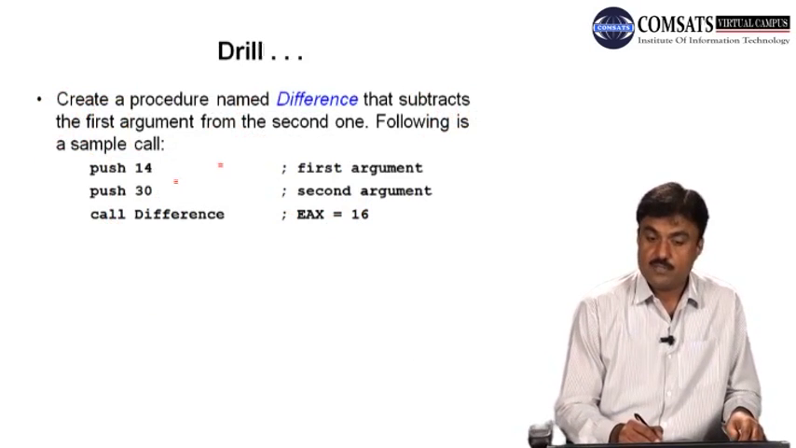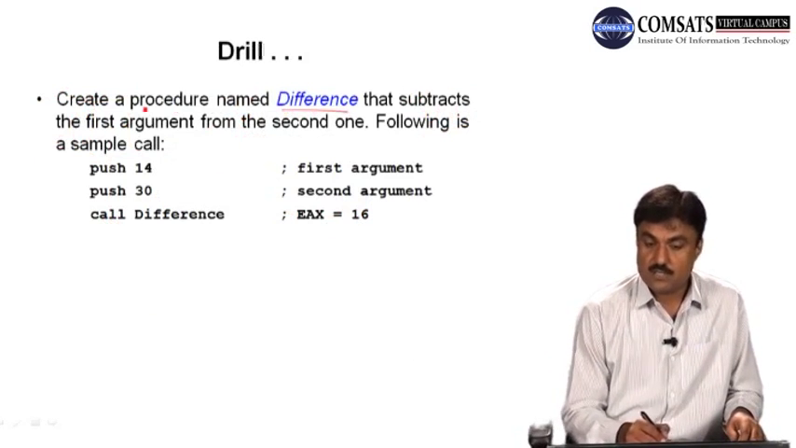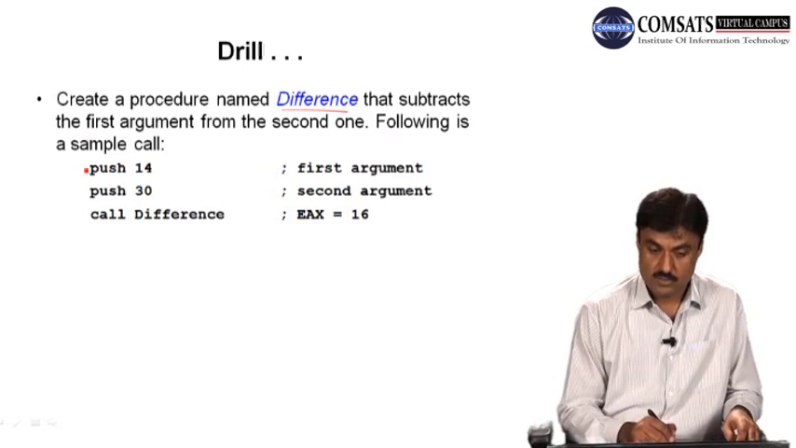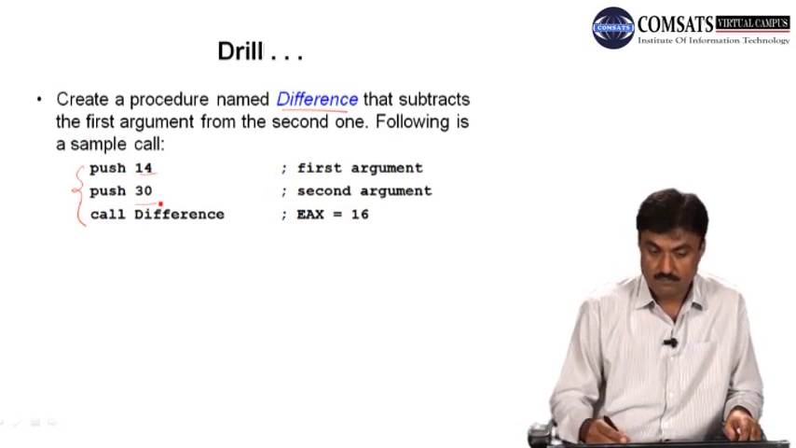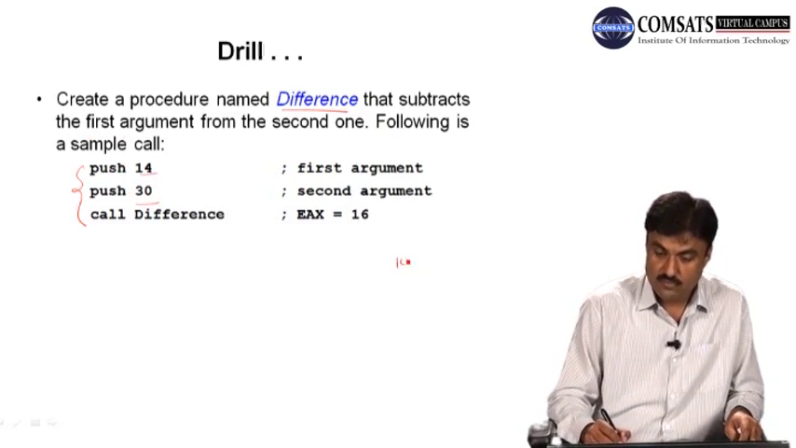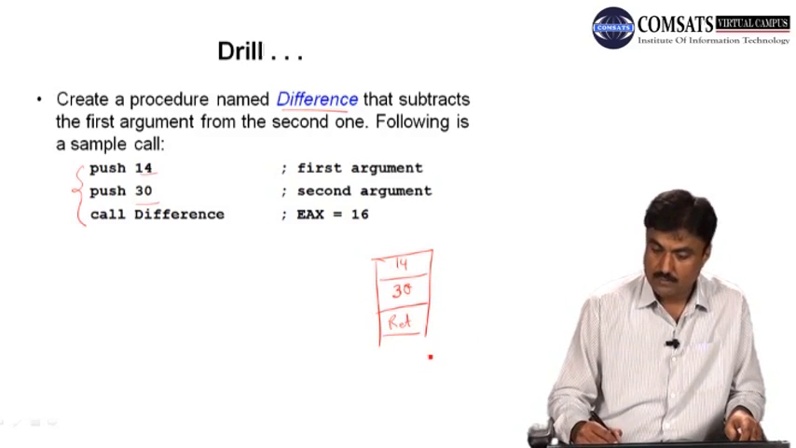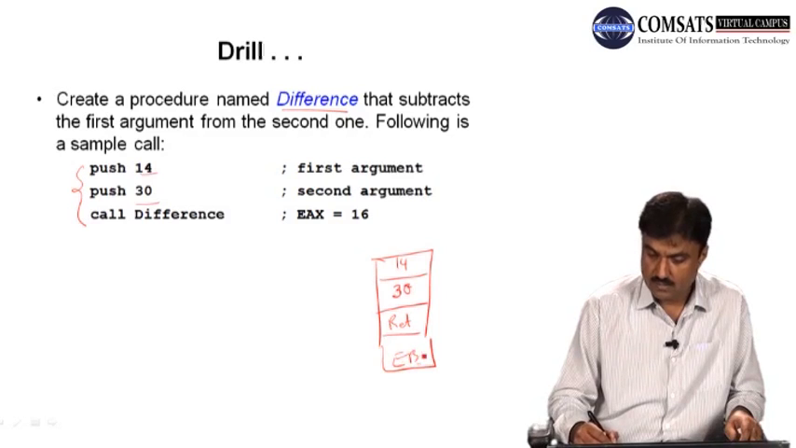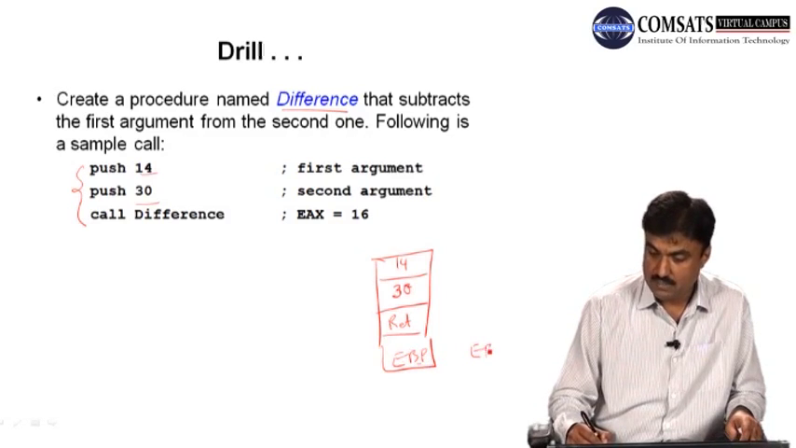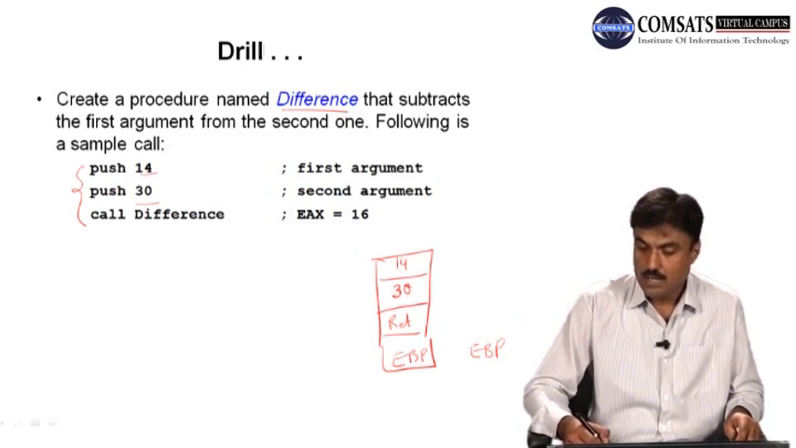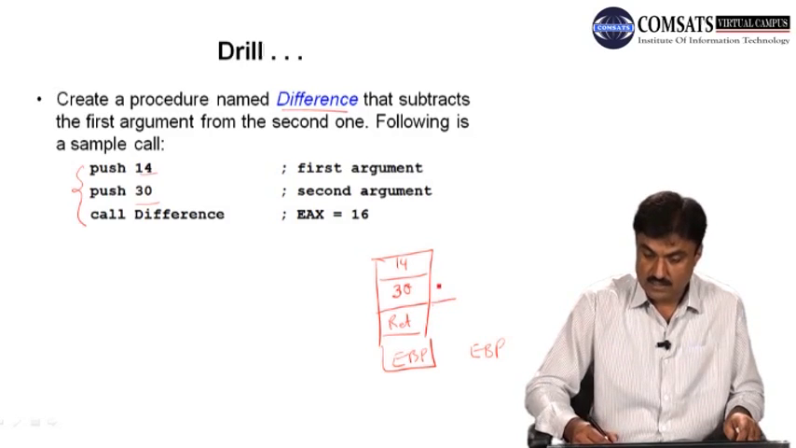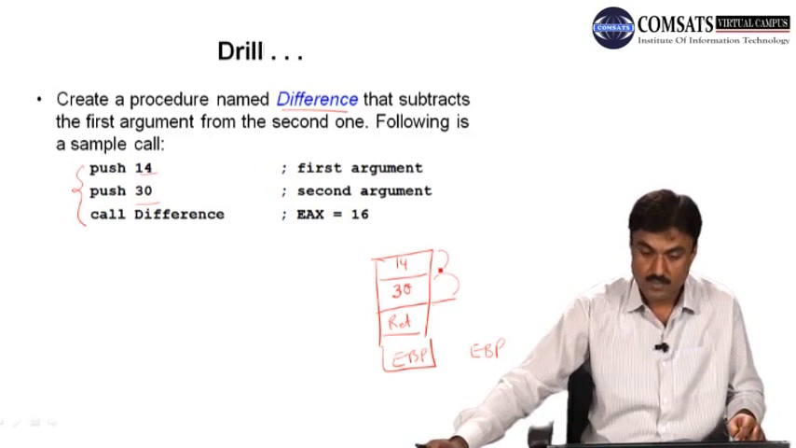For example, create a procedure named difference that subtracts the first argument from the second. Following is the procedure call: push 14, push 30. So 14 will be pushed first, 30 will be pushed next, and then you can use these two parameters. Definitely here is the return address, and then we have the EBP, and we use this EBP as a base pointer for this activation area or stack frame. EBP plus 8 will access this area, and EBP plus 12 will access this area.